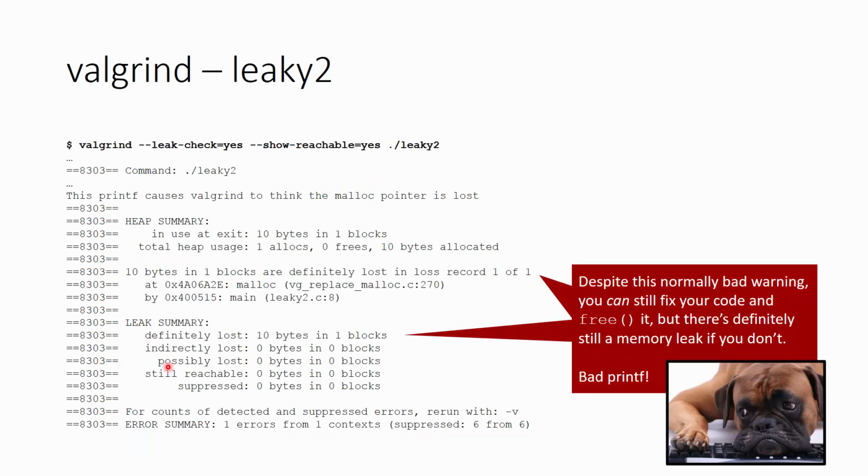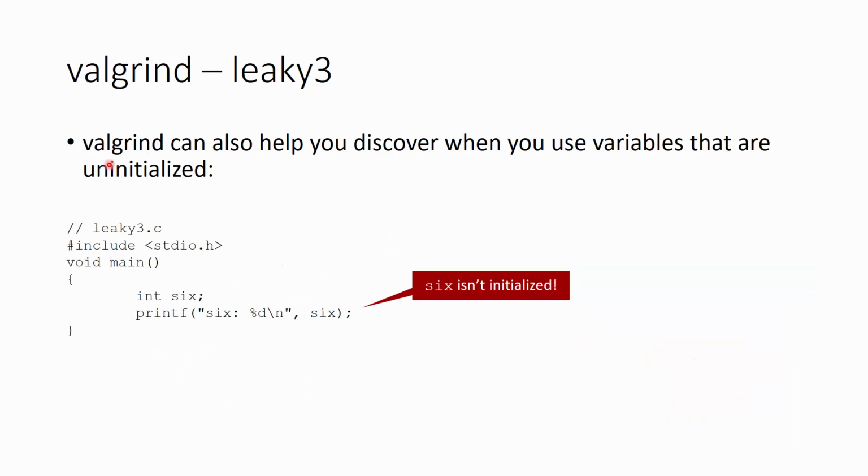And in the end, at the summary, you can see that the bytes have been moved from still reachable up into the definitely lost section. So despite this warning, you can still fix your code, but there is still a memory leak if you don't. So printf and the entire standard I/O library, be aware they might mess up what valgrind is trying to detect.